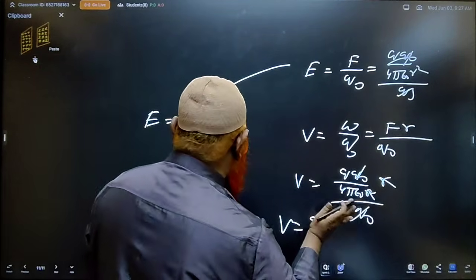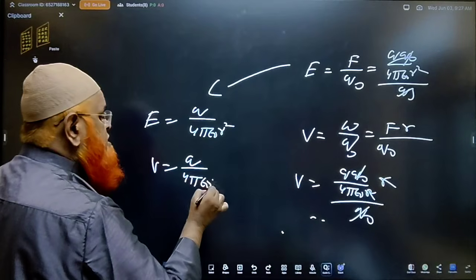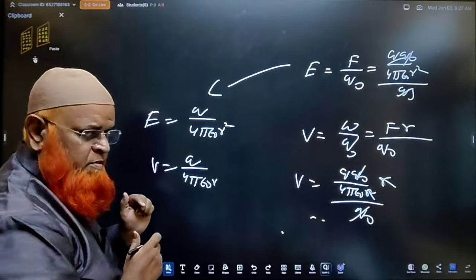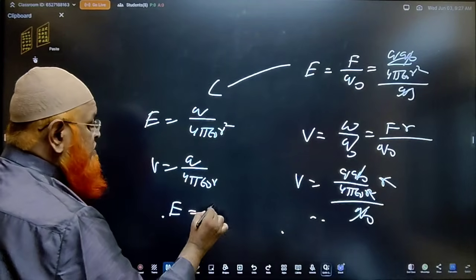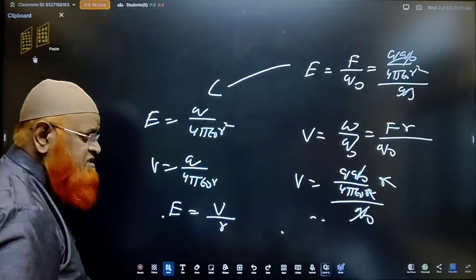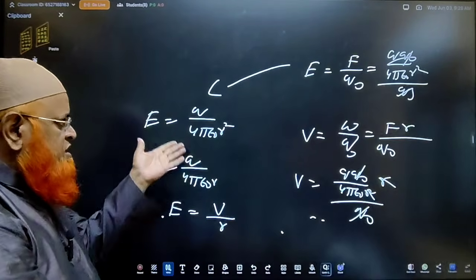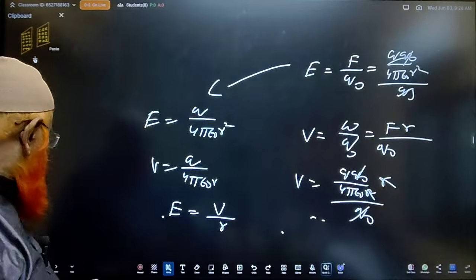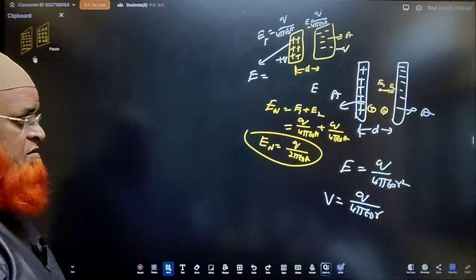So what is the electric potential formula? Q by 4 pi epsilon naught into R. So what is the difference between E and V? In this there is one R less in the denominator. So for E to equal V, we have to divide V by one R, that is, multiply the denominator by one R. Is it understood what I am saying? If you understand this one, you will understand the capacitor now. The capacitor formula will be clear now.